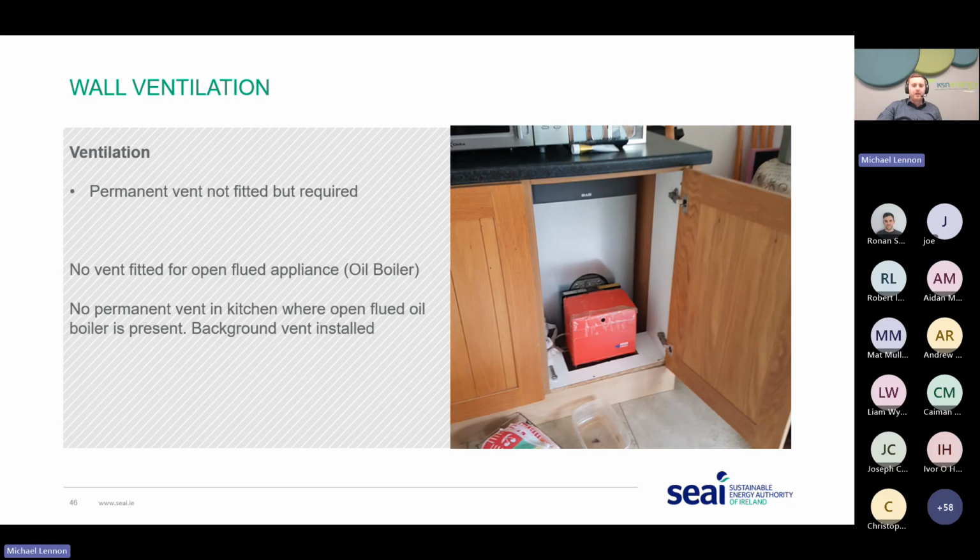We have situations where we may have oil boilers located internally. In this particular example, it's not obvious where the boiler was located, hidden behind cabinets, etc. So again, it's something that the inspector would look out for. Different heating appliances, what kind of flue type is involved here. We have a situation where we have an oil boiler here that's connected to a chimney. It's an open flue appliance. That appliance is drawing air from that room, so a permanent ventilator would be required. So we have a situation where we have a permanent vent not fitted, but it would have been a requirement.